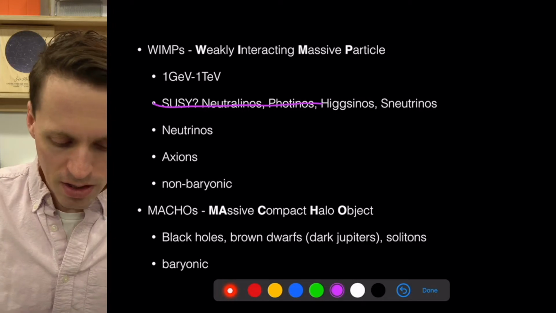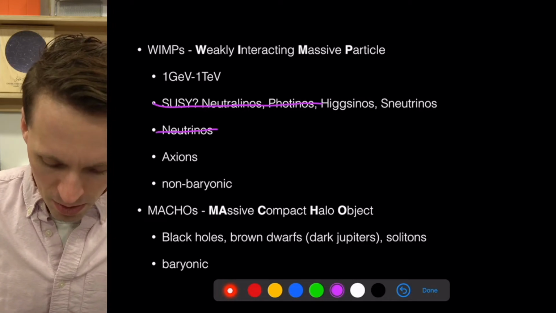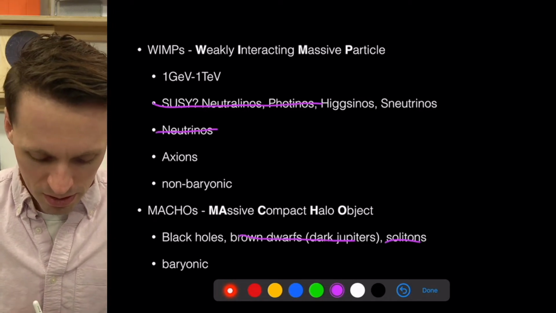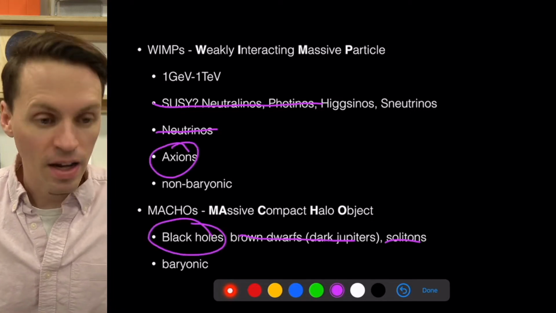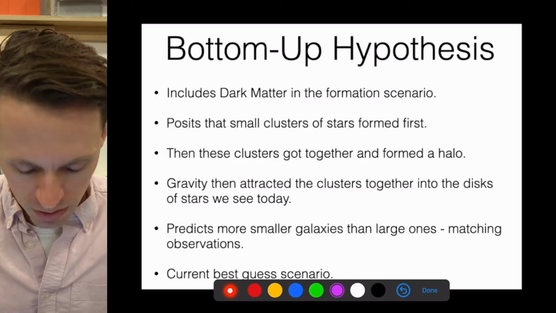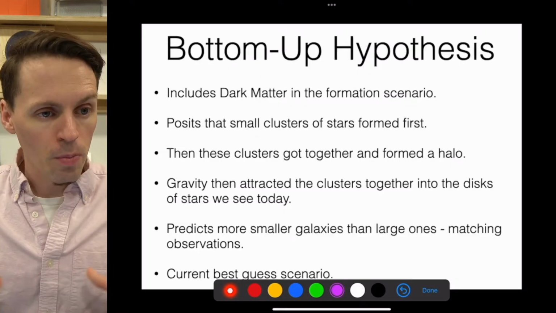There's no SUSY, neutrinos probably not. Probably not dark Jupiters, probably not solitons. So probably a combination of black holes and axions, but what do I know? Who knows? We'll see. Galaxies form from the bottom up.